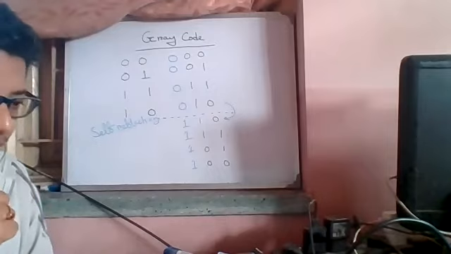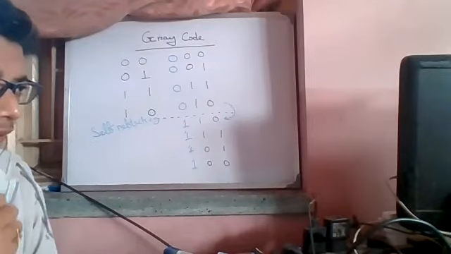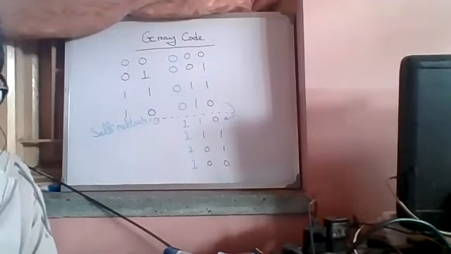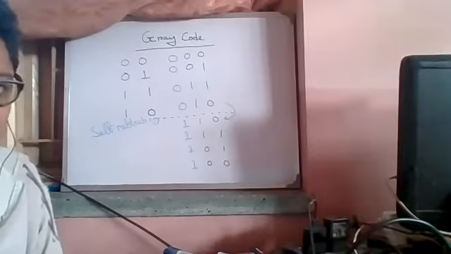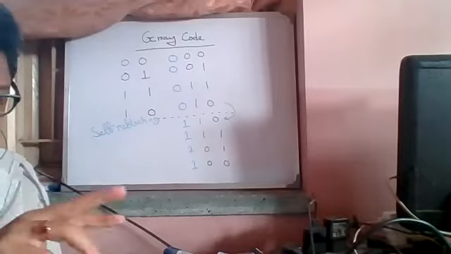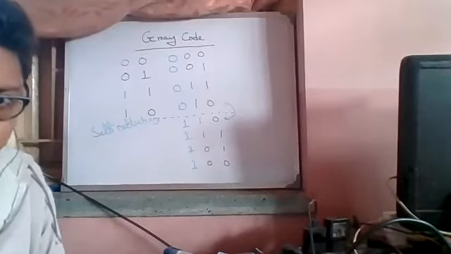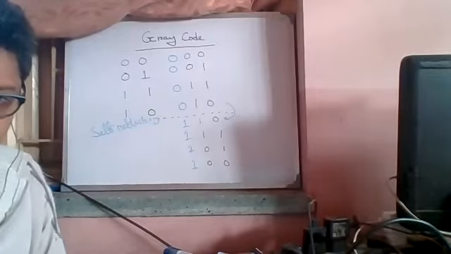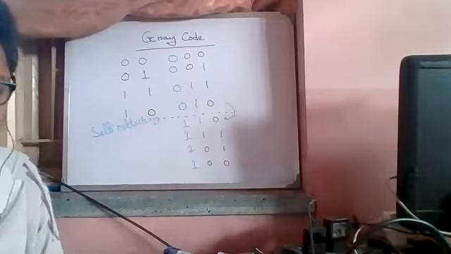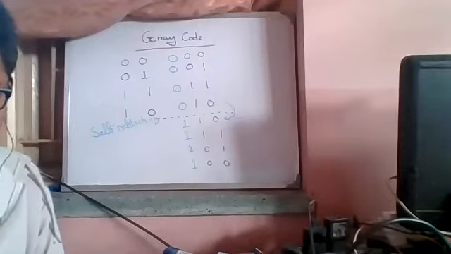So that is again an advantage, that the time taken for the change from one state to another is much less, a single bit change. So that is why at some places we use these Gray codes.